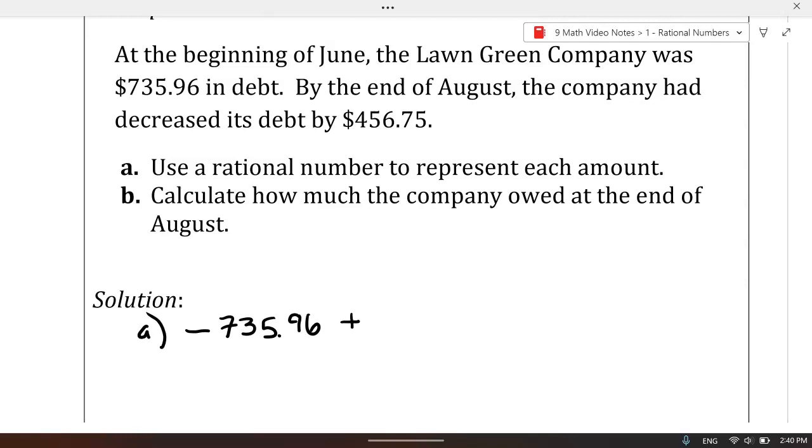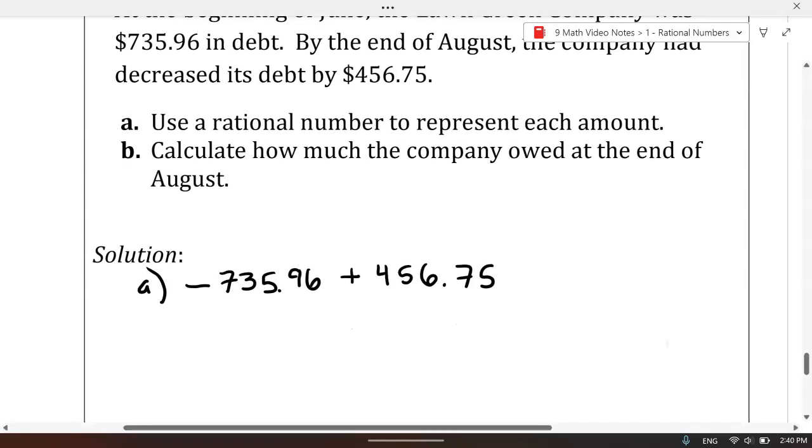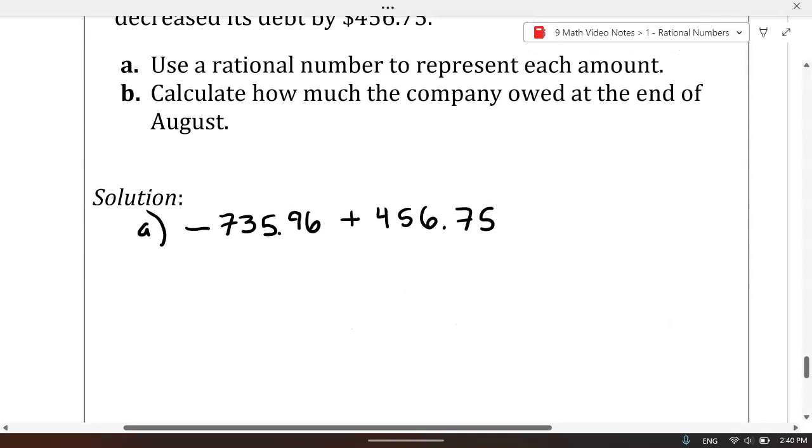So whenever we're decreasing the debt, that means that we're adding money. By the end of August, the company had decreased its debt by $456.75. And that's it. That's the answer to question A. Question B is just getting us to calculate it.